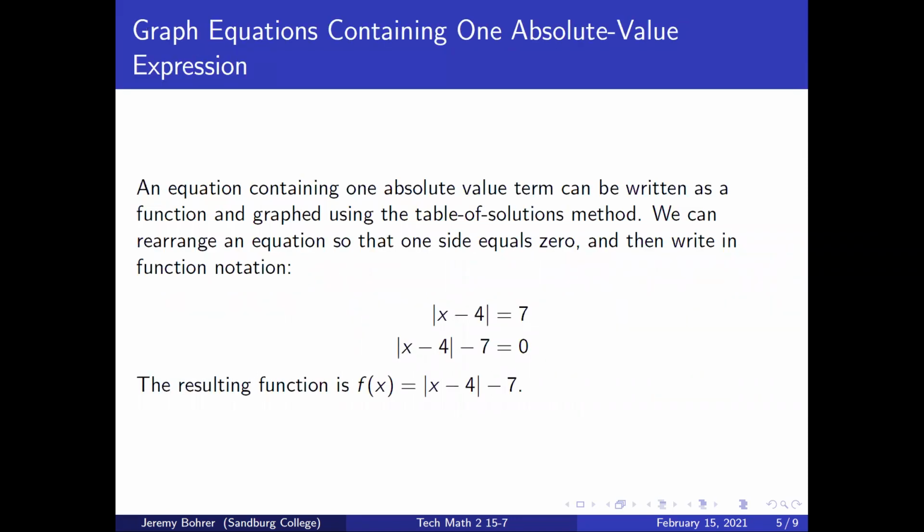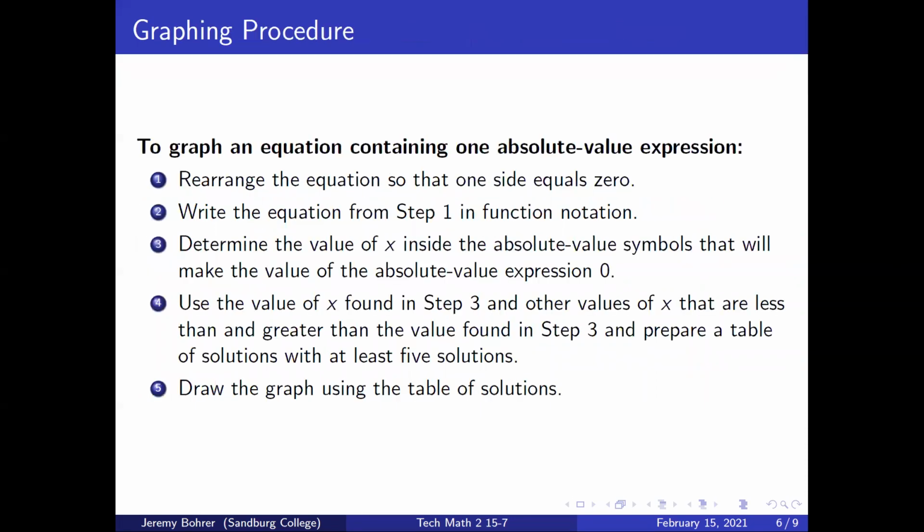An equation containing one absolute value term can be written as a function and graphed using the table of solutions method. We can rearrange an equation so that one side equals 0 and then write in function notation. The absolute value of x minus 4 equals 7, so the absolute value of x minus 4 minus 7 equals 0. The resulting function is f of x equals the absolute value of x minus 4 minus 7.